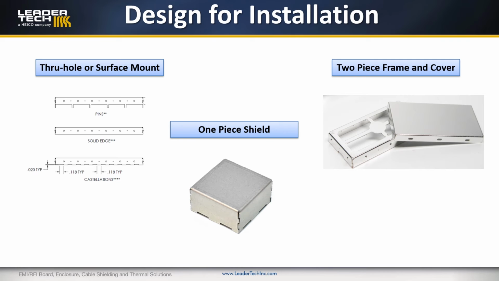When you're looking at doing a shield, you have to decide whether you're going to do a one piece or a two piece. One piece is just a box that is directly soldered onto the circuit board, and then it's not coming off. The other option is to do a two-piece frame and cover. So the frame is soldered down onto the circuit board, and then we design a removable cover. So this allows you to access components underneath while still getting great shielding effectiveness.